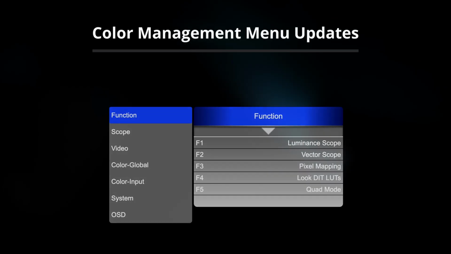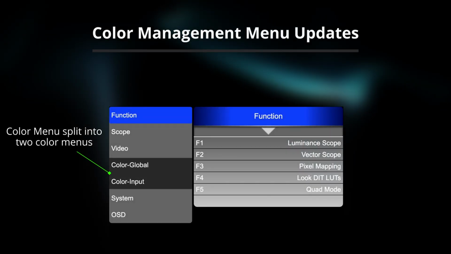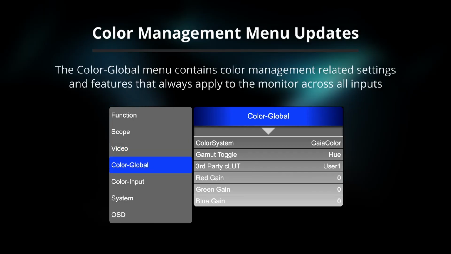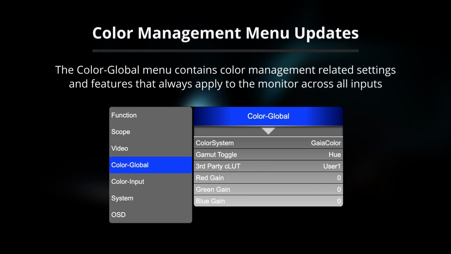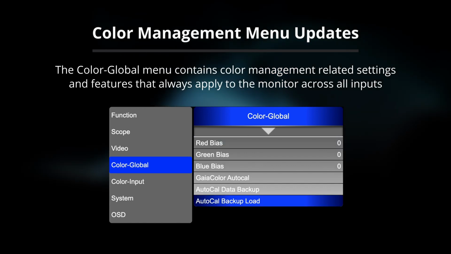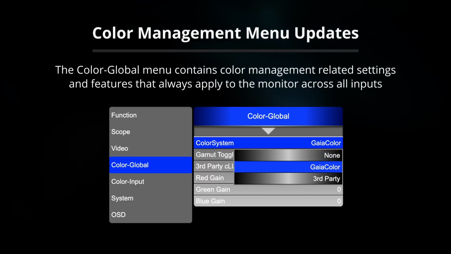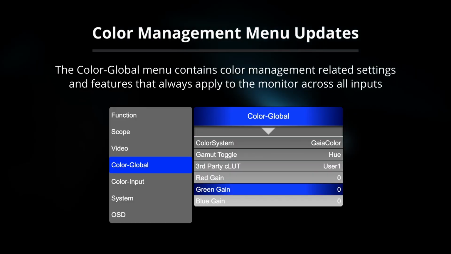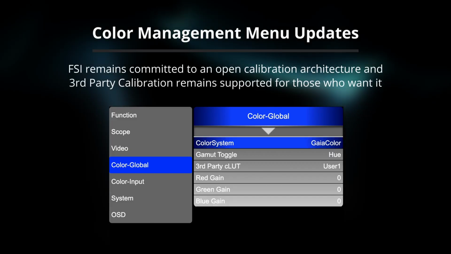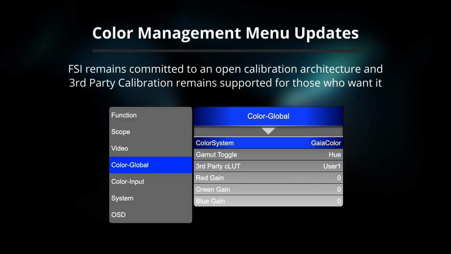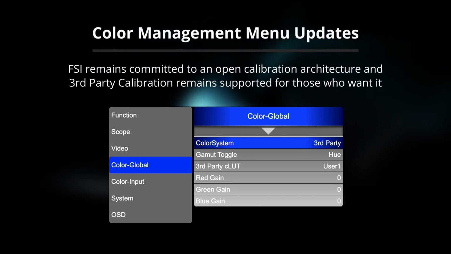The first thing you'll notice is that the color menu has now been split into 2 color menus called Color Global and Color Input. The Color Global menu contains color management related settings and features that always apply to the monitor across all inputs. Here you'll find your toggles for starting Gaia Color AutoCal, setting the color system to Gaia Color or third party, and gain bias settings, which always apply globally to all inputs. As you can see, even with all the updates that we are about to cover, FSI remains committed to an open calibration architecture, and third-party calibration remains supported for those who want it.